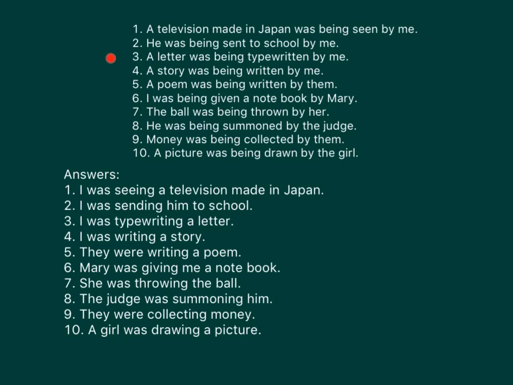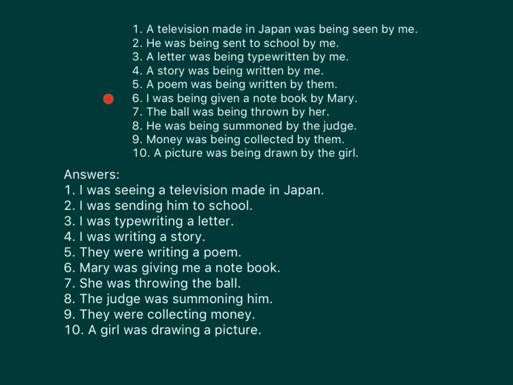Number 3, a letter was being typewritten by me. Active voice. I was typewriting a letter. Number 4, passive voice. A story was being written by me. Active voice. I was writing a story. Number 5, passive voice. A poem was being written by them. Active voice. They were writing a poem.